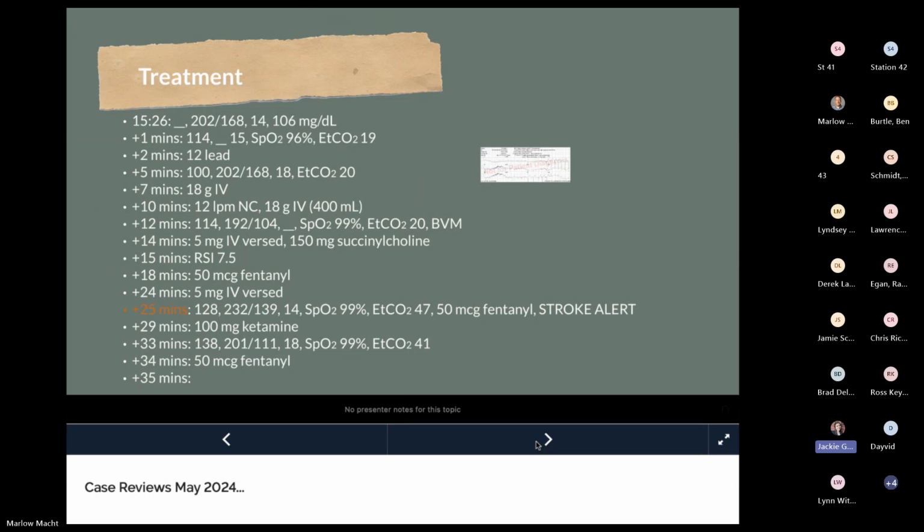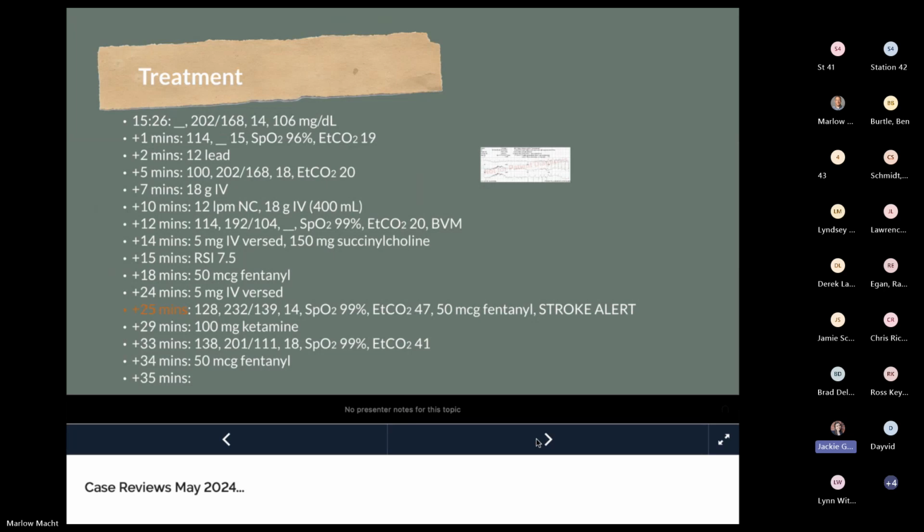At 12 minutes, they get another set of vital signs, still tachycardic, still hypertensive. SATs are still normal at 99, and they're bagging him. At 14 minutes, they gave him, I'm not quite certain, 5 milligrams of IV for sedation. I wrote IV because they had documented IM but stated that they couldn't enter IV, so just as a reminder for me. And then he got 150 milligrams of succinylcholine.